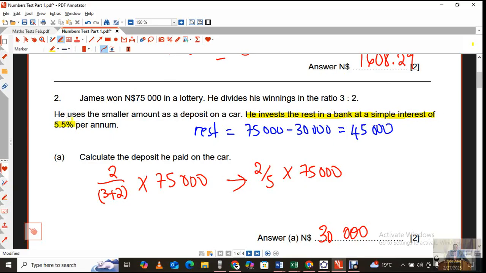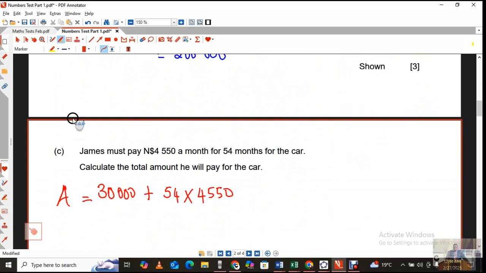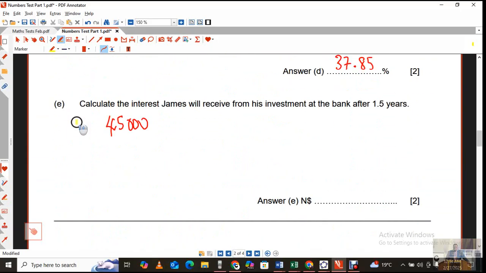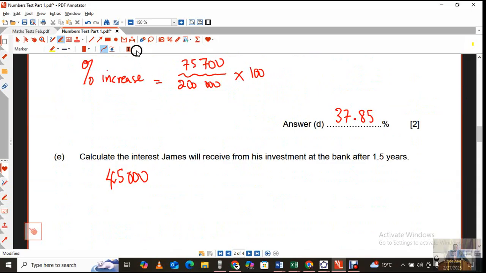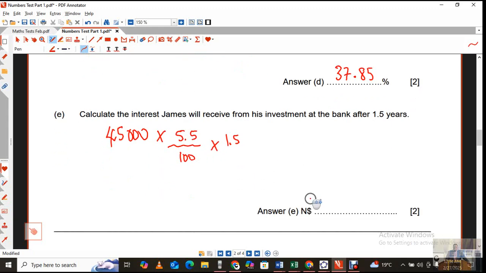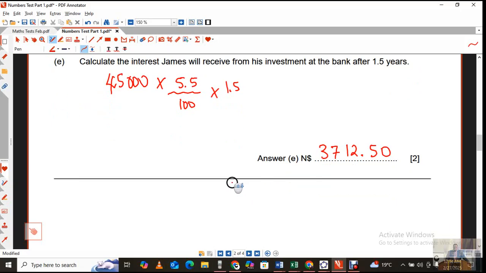So simple interest of 5.5%, that takes me back to my simple interest formula. The simple interest is that 45,000 investment multiplied by the rate, which happens to be 5.5%, then multiplied by the years, which is 1.5. All in all, you punch that into your calculator and you should get $3,712.50. That is the interest that he will receive.